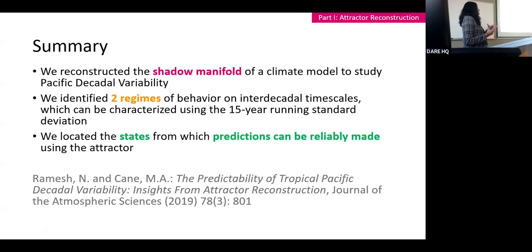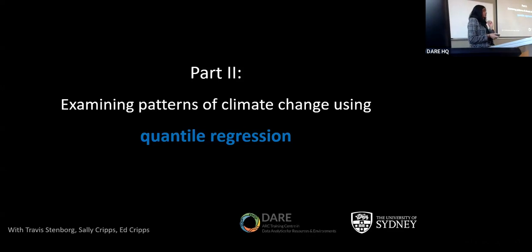To summarize what we found there, we were able to take a climate model and reconstruct its shadow manifold. That allowed us to see that there were two different regimes of behavior of the system. And in the system, we were able to locate the particular states from which we could make reliable predictions of which of those two regimes it was going to spend time in. We wrote a paper on this a while ago, if you want to look that up. And with that, I'll move to project 2, which has to do with Bayesian quantile regression.